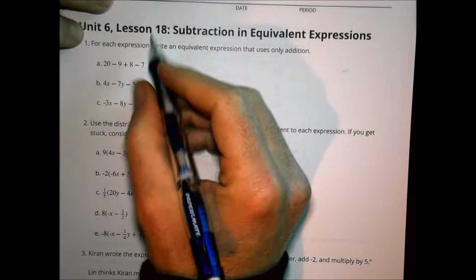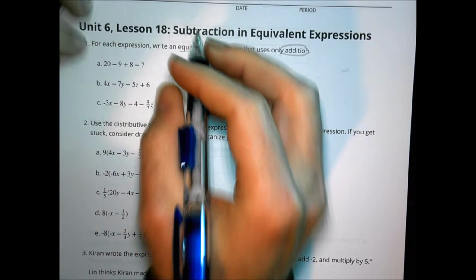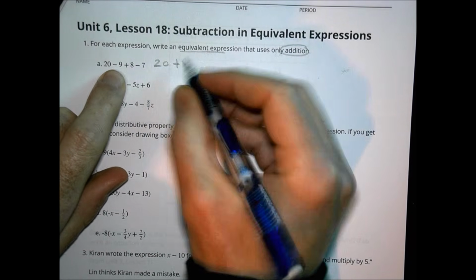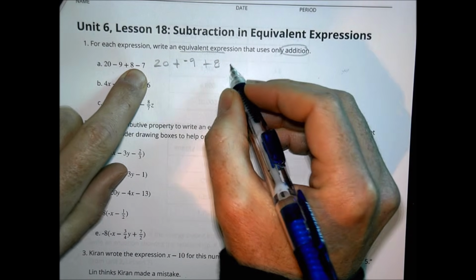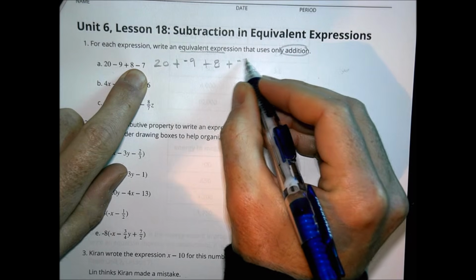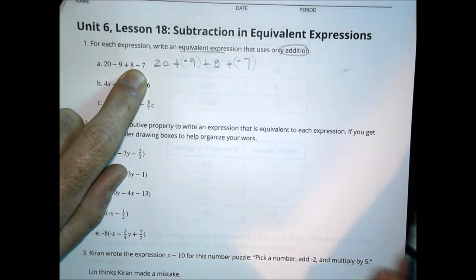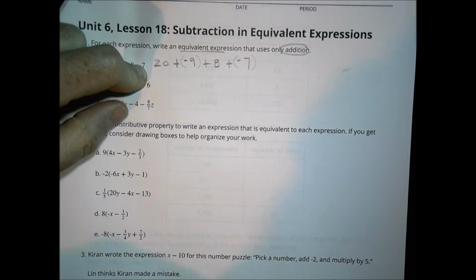For each expression, write an equivalent expression using only addition. All right, so here we go. This is going to become 20 plus a negative 9 plus 8, and we're going to do plus the opposite, negative 7. You could leave it like that, or if you chose to put it in parentheses, you could do that as well. It's up to you for which way you want to write that out there. That's kind of how I write mine.